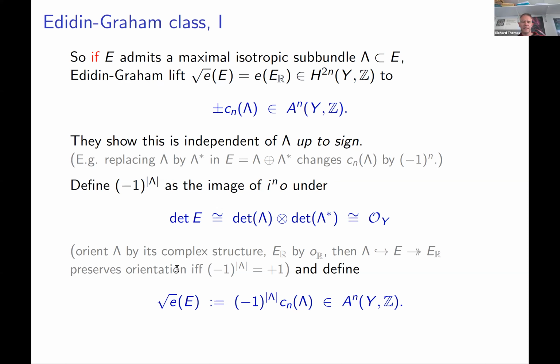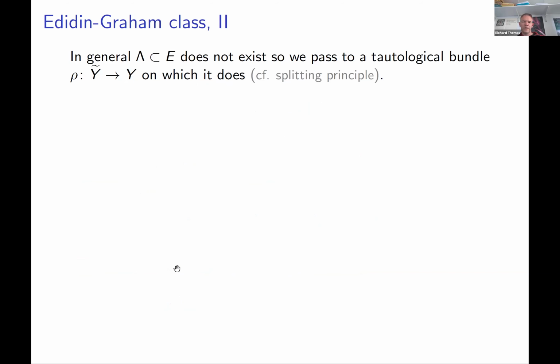Okay, so we've defined some kind of Chow class. It's not clear we've defined a characteristic class because we've got to worry about existence of maximal isotropics and independence of them, but we come to that in a second. In general, lambda doesn't exist, but Edidin-Graham passed to this tautological bundle where it does exist. So there's the usual topology thing, a bit like the splitting principle. You just pass to the cover of all maximal isotropics.